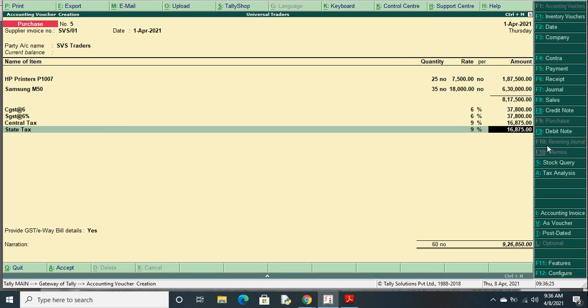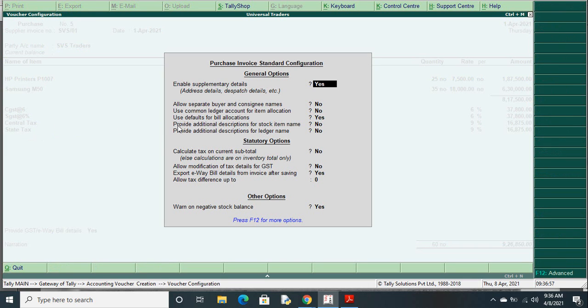Have you observed, for these HP printers the tax is calculated at 9%, and on the Samsung 6,30,000 the 6% tax is calculated. So here I am purchasing two items with two different tax rates. In that case, what are the changes we have to do? The first change is under F12, use common ledger. This option you have to make it as no.